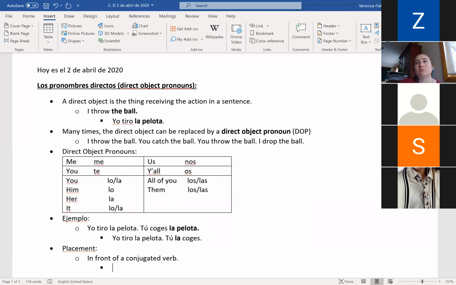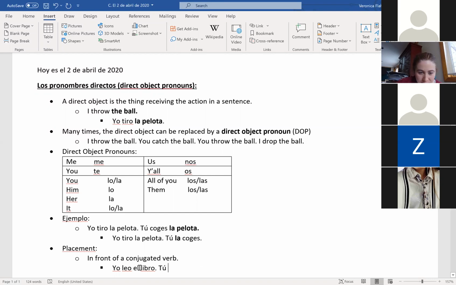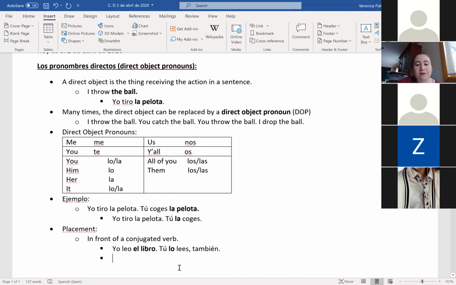I call you, you answer me. No, that doesn't work. Why don't we say I read the book and you read it too? Okay. Yo leo el libro. Y tú, how would we replace el libro with a direct object pronoun? Lo. Lo lees también. I read a book, you read it too. Okay, so that's the first place it can go.